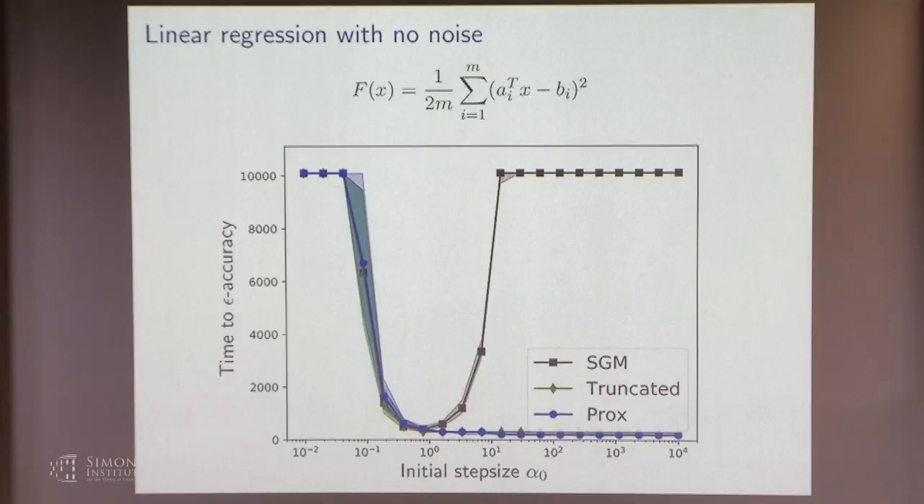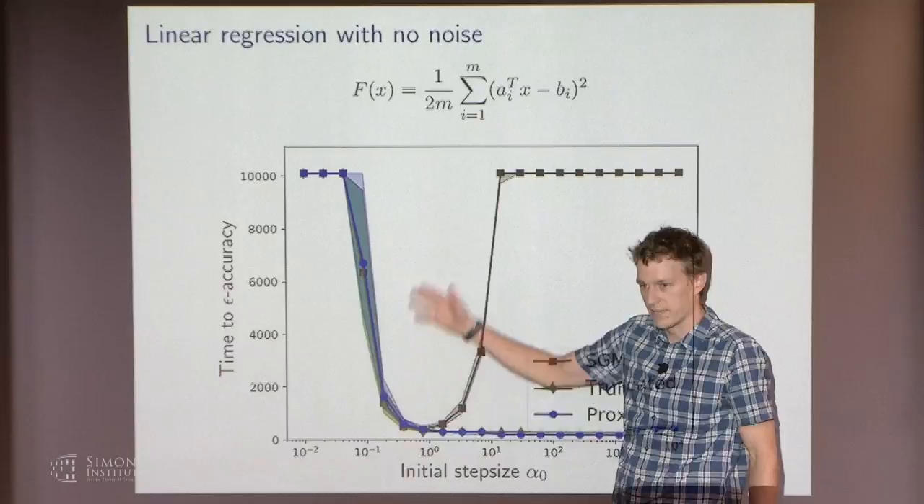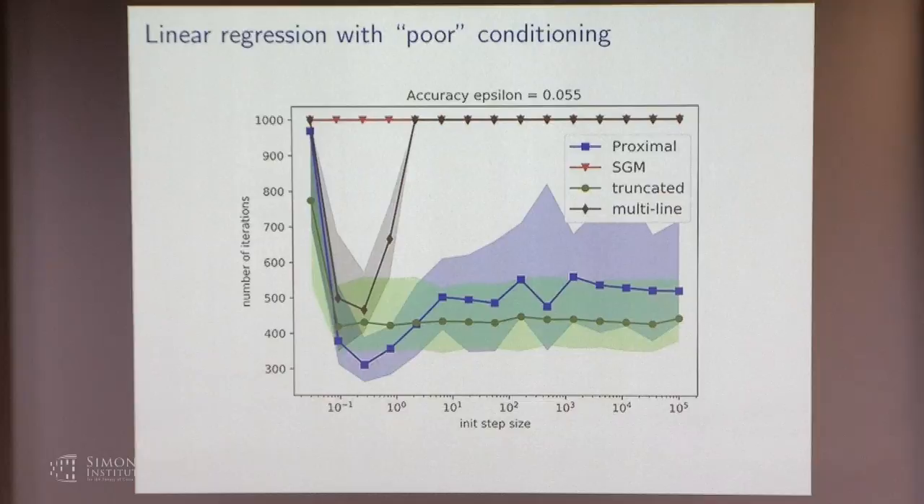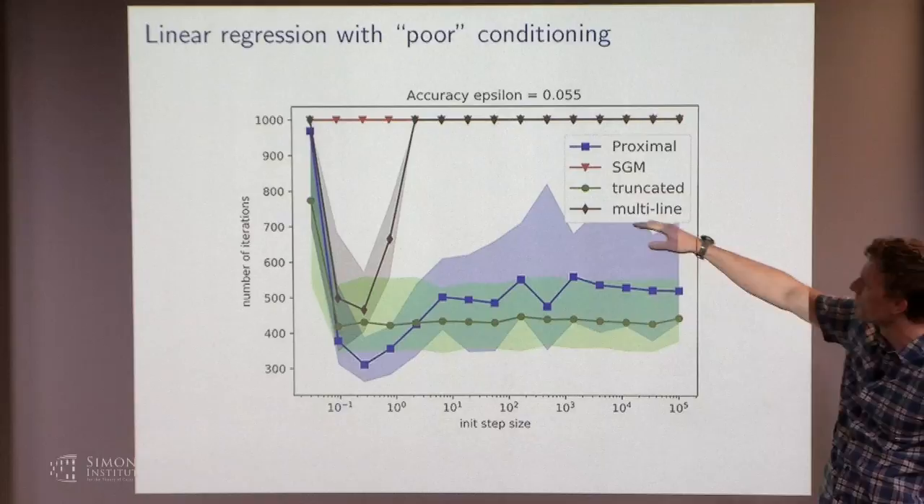Okay. Then if you have no noise, the truncated and proximal methods work superbly. They very quickly find the solution. Again, with the stochastic gradient method, even though this problem is trivial and there is no noise, it worked for step sizes of 1, 2, and like 0.5, and very quickly does not function as well. Right. Here's a linear regression problem with what I'll call poor conditioning. Okay, this one I did include this bundle method where we did two linear approximations to our function.